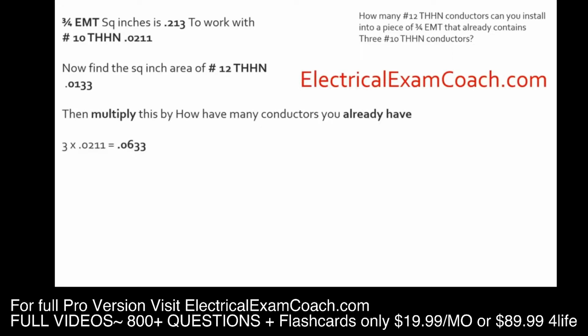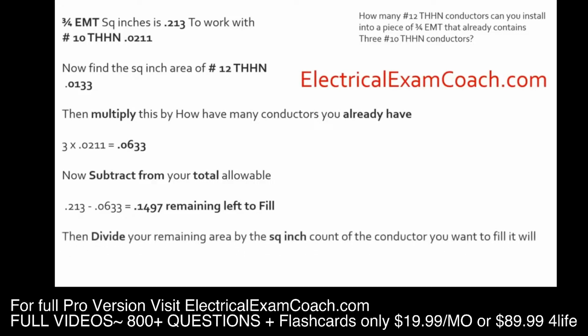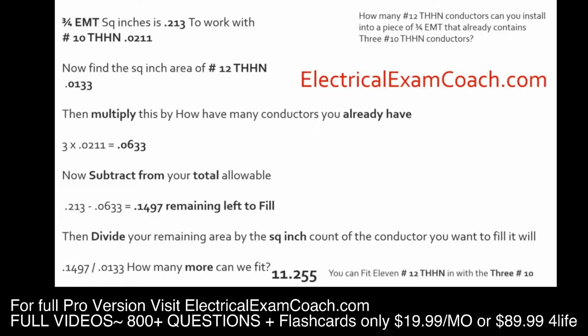Now to figure out how much space we have left, all we have to do is take our total fill area, which was 0.213, subtract the number 10s, and that lets us know we have 0.1497 remaining left to fill. In order to find out how many number 12s we can fit, all we have to do is divide. We take our available area left to fill, divided by the individual number 12, and we find out that we can fit 11.255. In this case, it's lower than 0.8, so we round down to 11 conductors, and we select D. Great job.